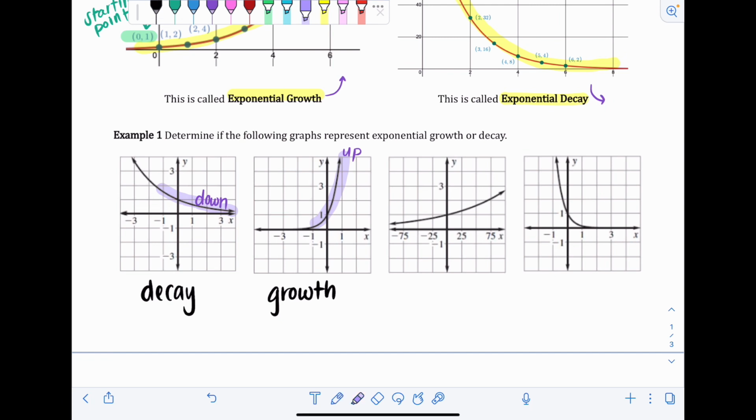For the third one, if we follow the graph from left to right, it finishes going upward. Even though it's not super steep, it does finish going upward. So since it's going up, that would be growth. And then for the last graph, if we read it from left to right, it finishes going downward. So that would be decay, or it's decreasing.